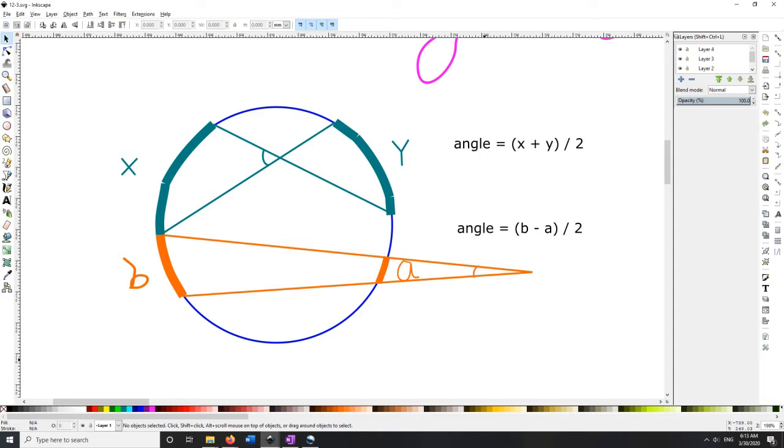Alright, so cement this in your head, put this in your notes, and make sure you memorize how to employ it. It's quite simple, really. Just pay attention to which arcs are the arcs you need to identify.